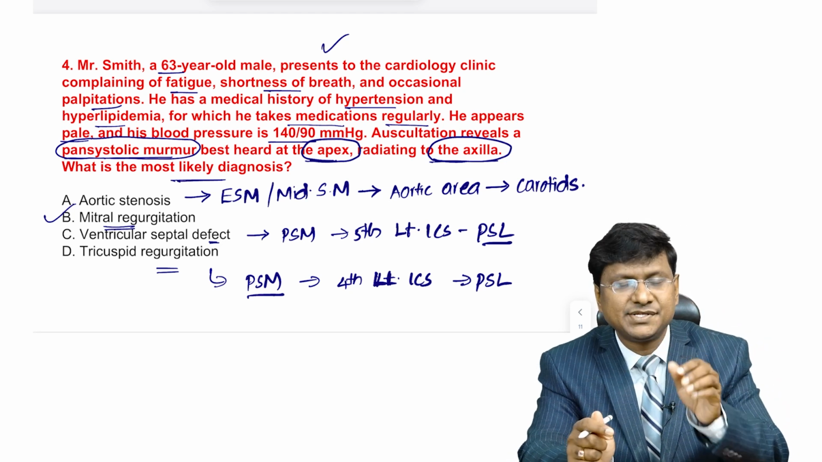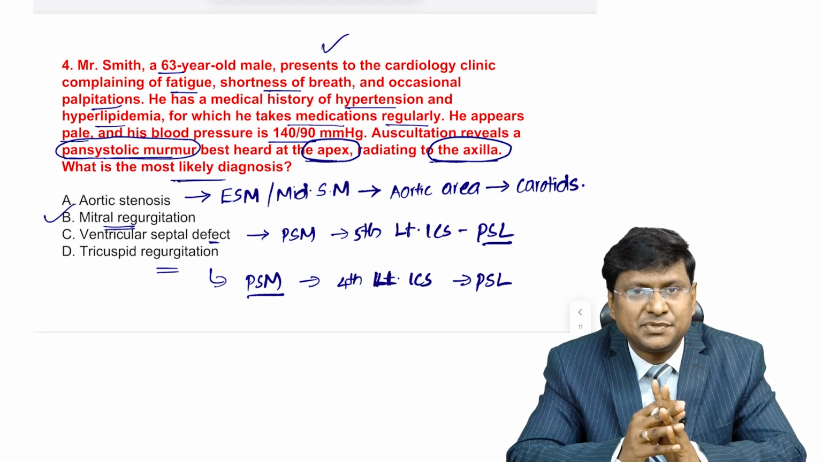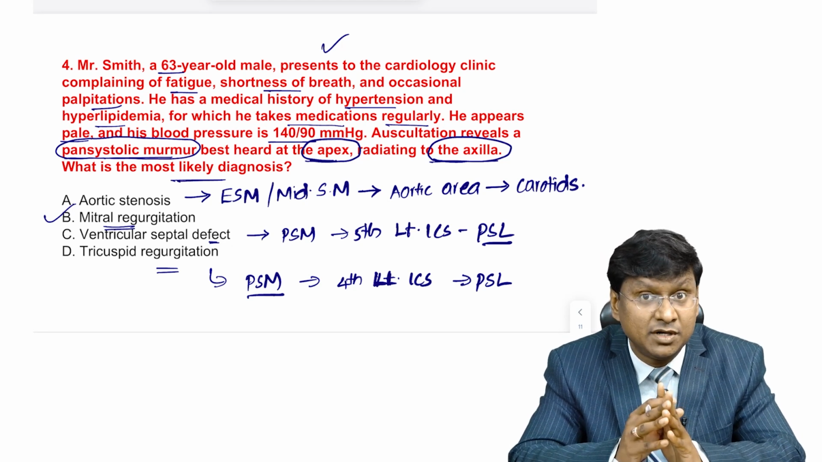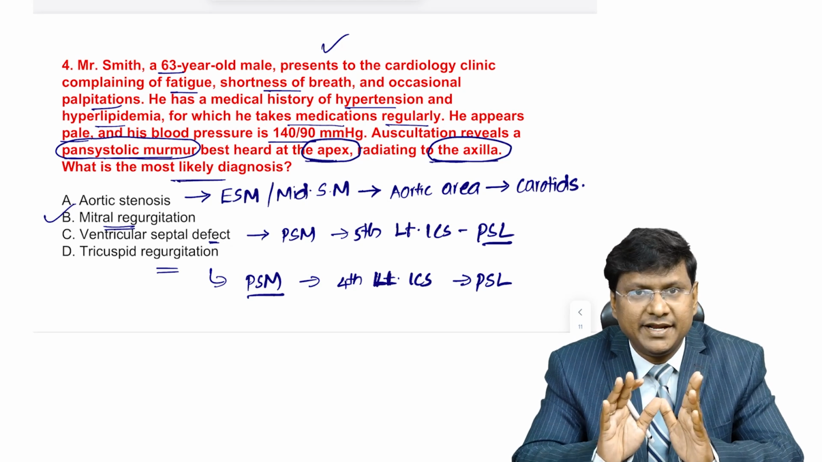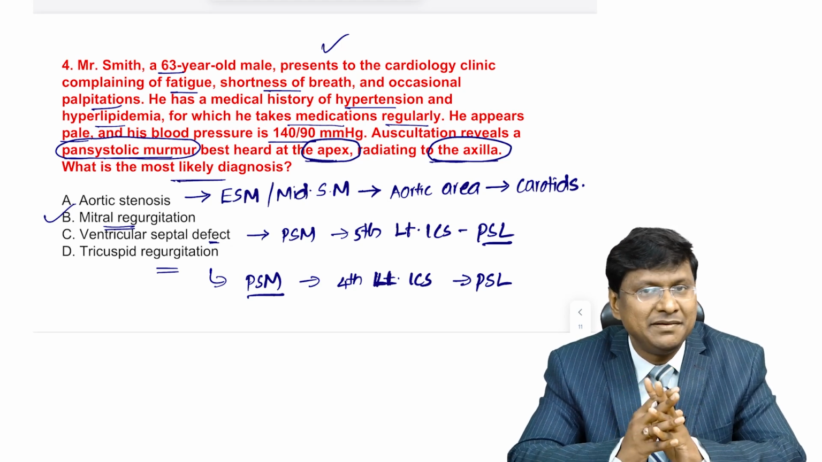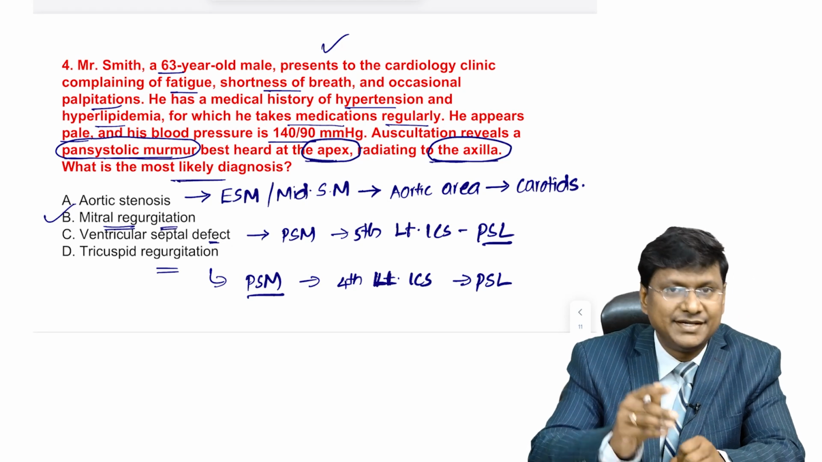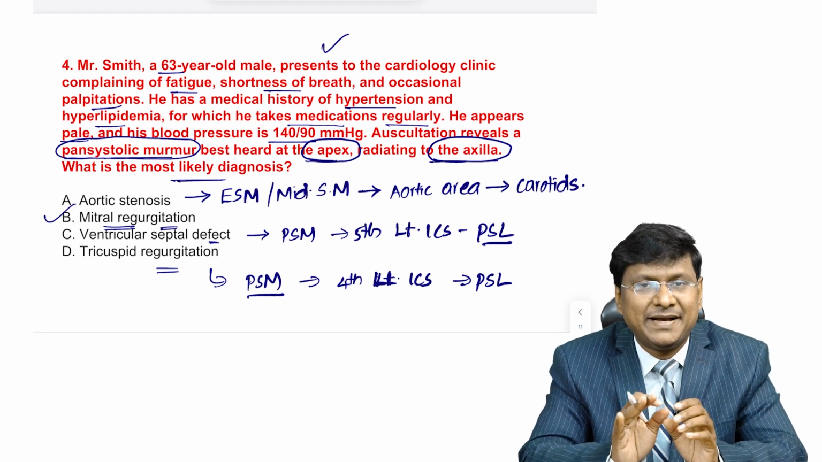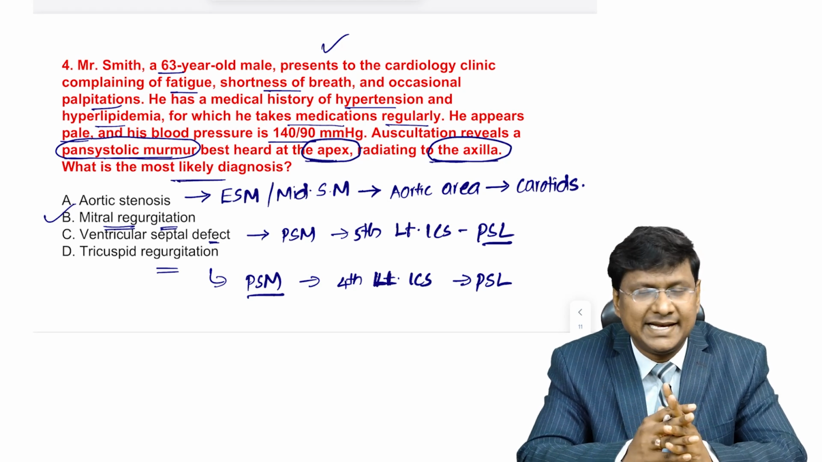So the point here is, in ventricular septal defect or tricuspid regurgitation, where you are hearing the pansystolic murmur, that will not be radiating to the axilla. That's a very important point. So the answer to this question is mitral regurgitation, where you will have a pansystolic murmur that is heard at the apex and radiates to the axilla, right?